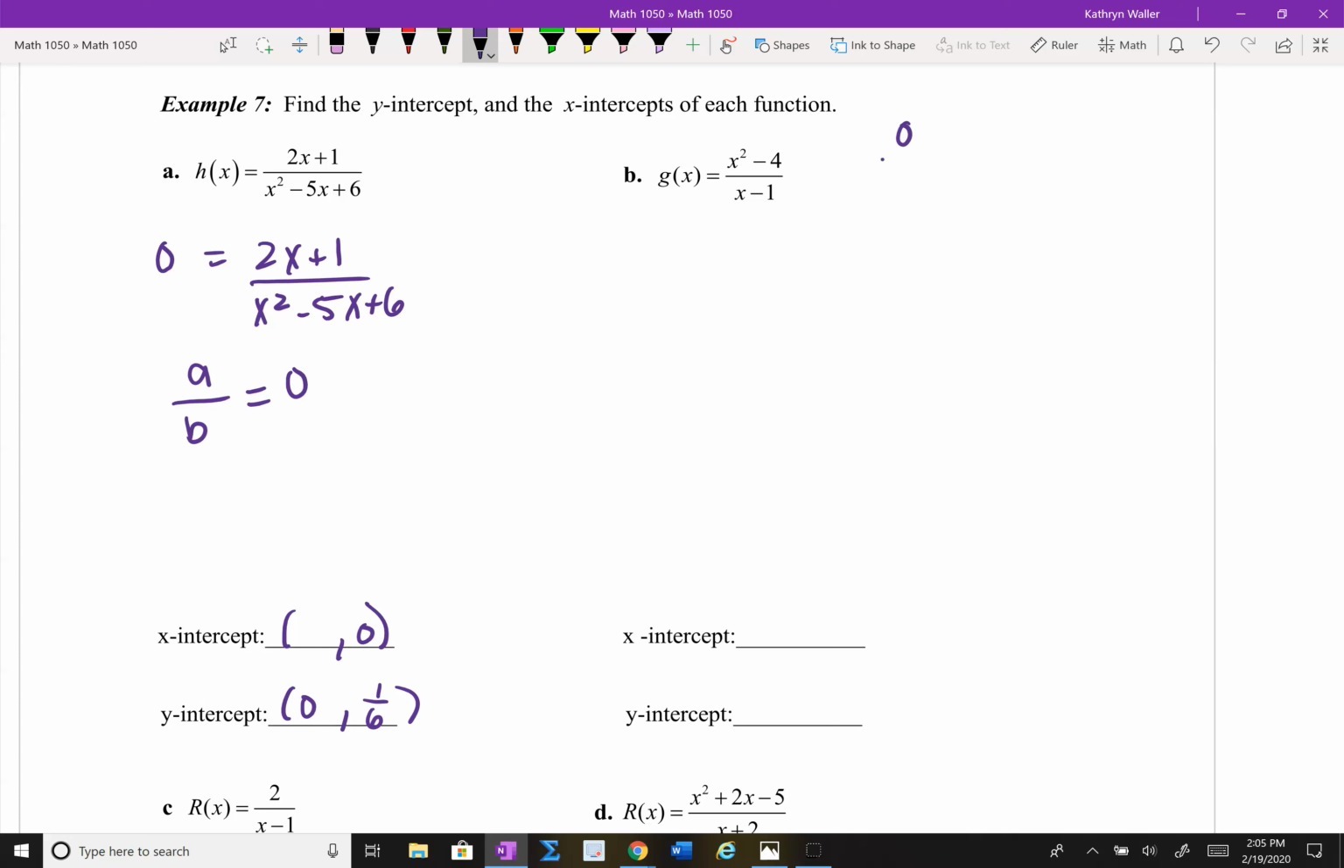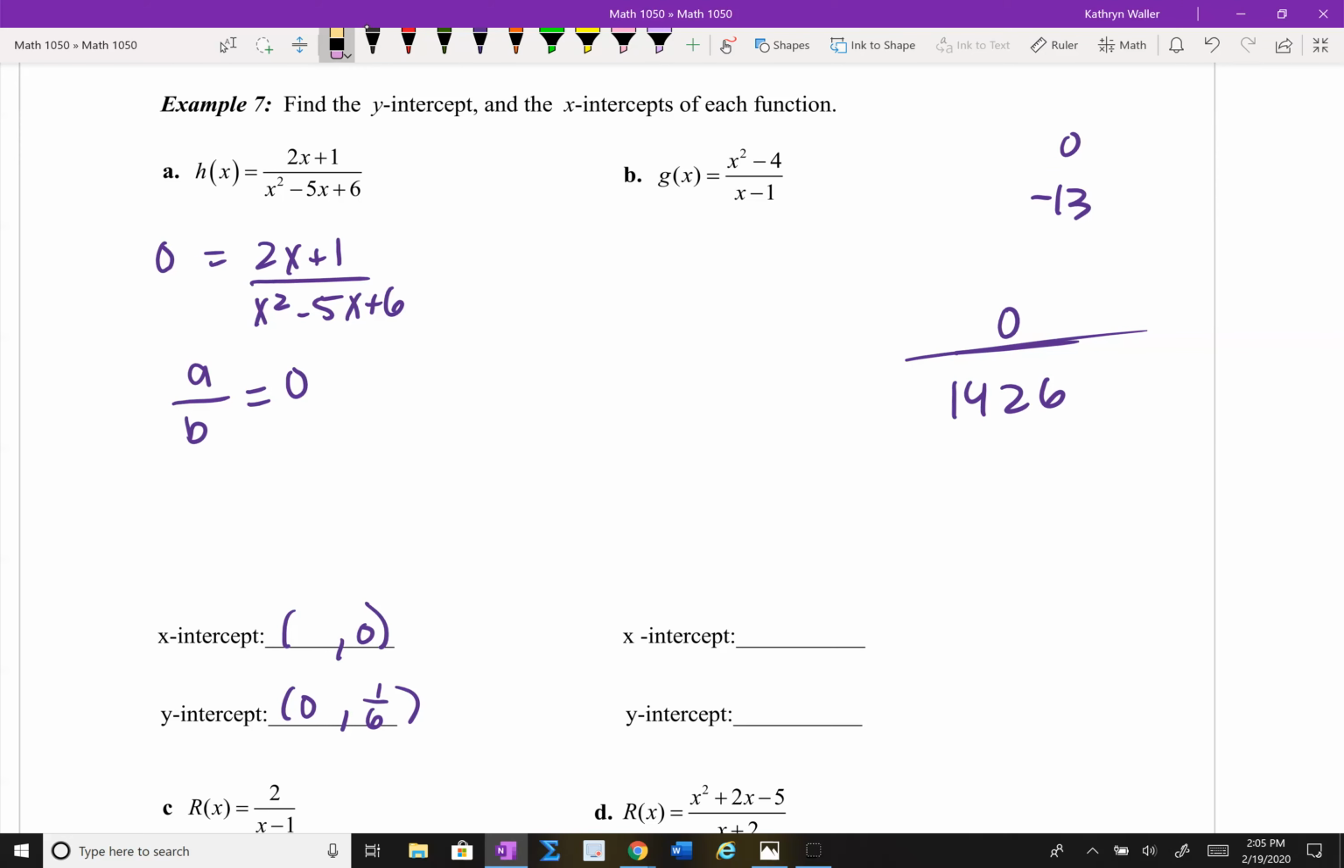Everybody look right here. 0 over 5. Don't write this down. 0 over -13. 0 over 1,426. What are all of those equal to? 0. They're all 0. The top is 0, then the whole thing's equal to 0.